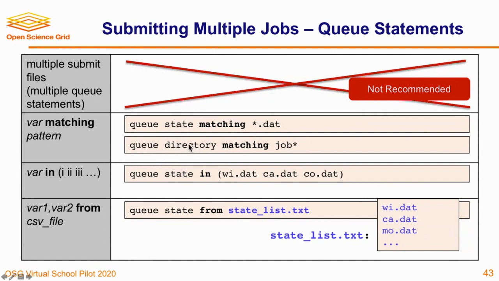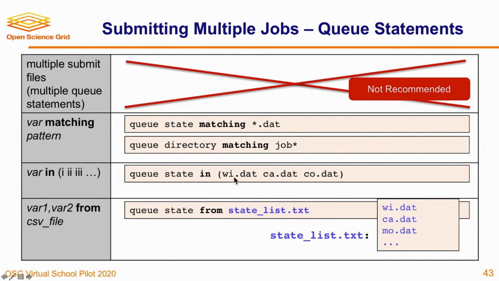Similarly, we could say, well, actually, let's make that the directory name. We get to decide what this variable is. We've happened to call it directory. It doesn't have to be directory. We could say matching job asterisk, meaning for every job directory we've created, like job0, job1, job2, or job_apple, job_banana, job_carrot, use the name of that matching entity wherever I have $(directory) as a variable in my submit file.